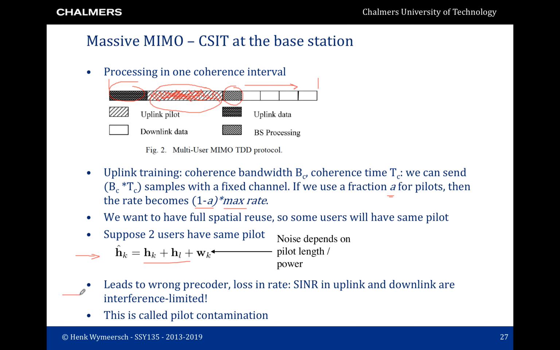So this then in turn leads to a wrong precoder, which leads to a loss in rate. This in turn means that the SINR in both uplink and downlink are interference limited. So fundamentally, the fact that we have limited time for the pilots creates an interference limit for the massive MIMO communication. This effect is known as pilot contamination, because the pilots from different users contaminate each other in terms of the channel estimate.